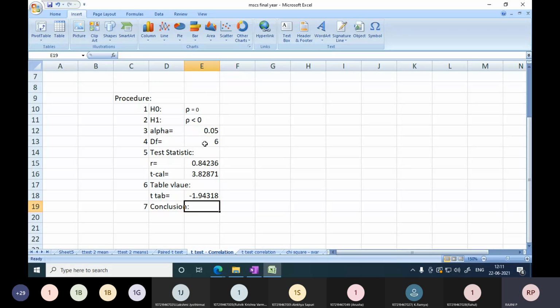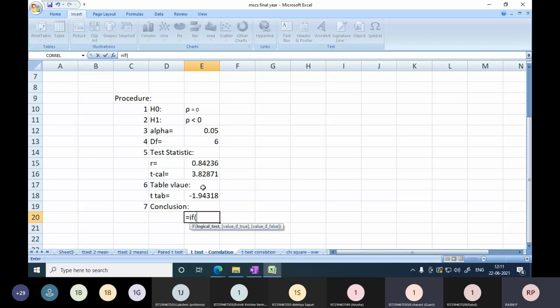And you know the conclusion. I hope you know the conclusion, right? Okay, let me tell you. It is a left tail. The conclusion is: if T cal is greater than T tab, then accept H naught. If not, reject H naught. Okay, got it? Everybody understood?